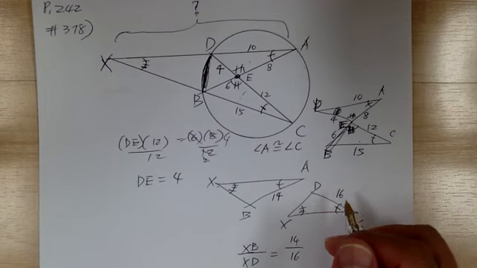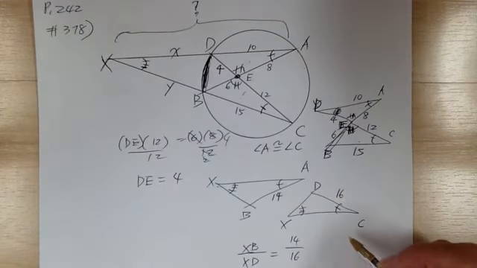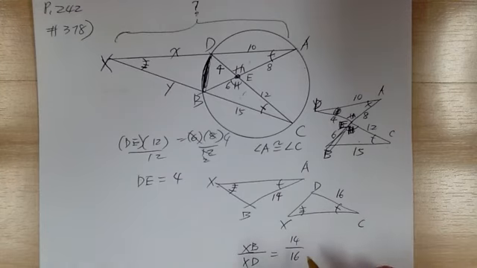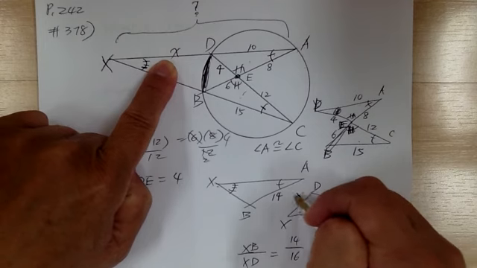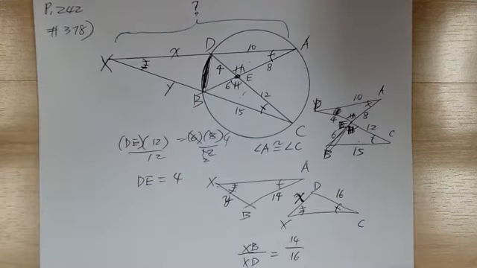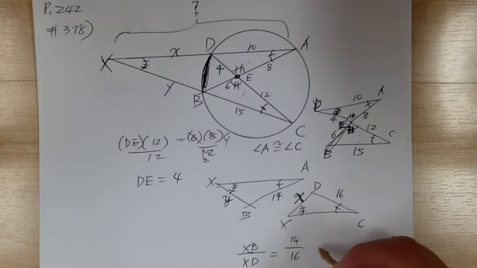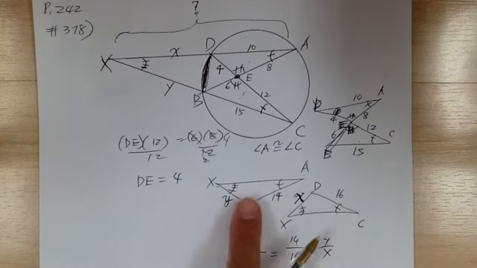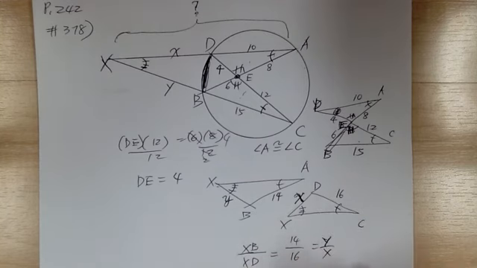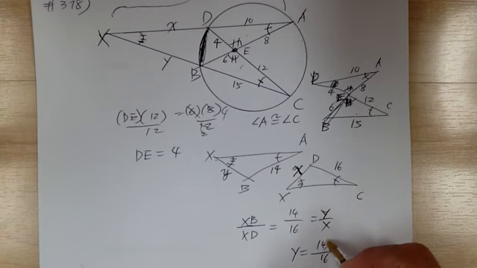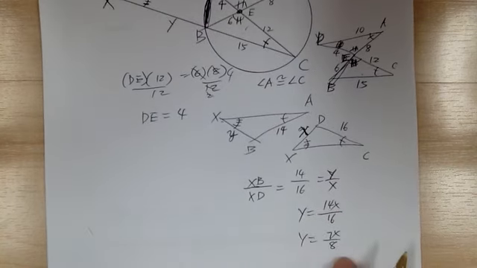I'm going to call this X, and I'm going to call this Y. So XD is X, and XB is Y. So the scale factor 14 to 16 is also equal to Y over X. Again, Y over X is equal to 14 over 16. Once we have this relationship, we can solve for y. So y equals 14x over 16, so y equals 7x over 8. Keep that off to the side.